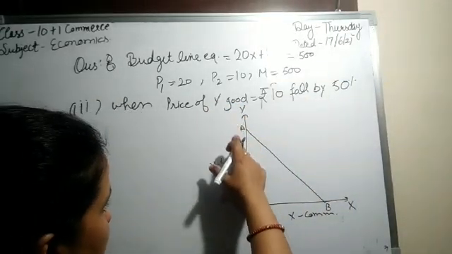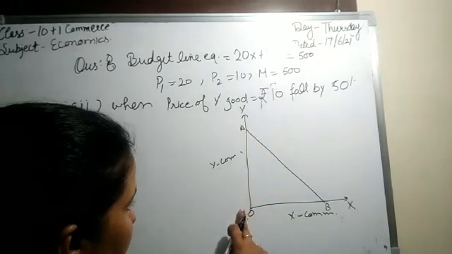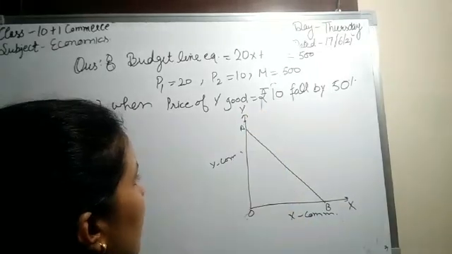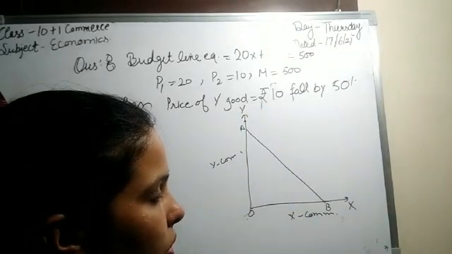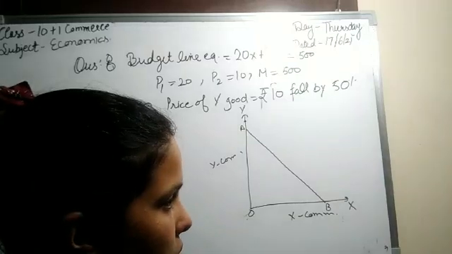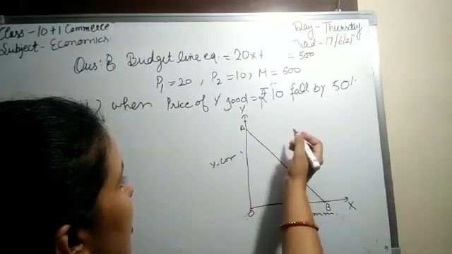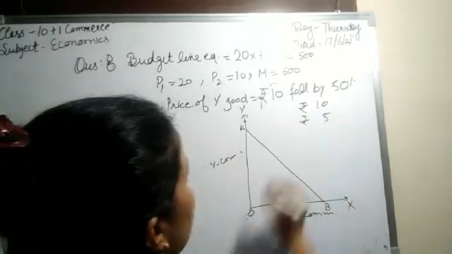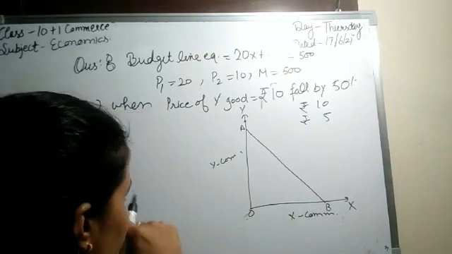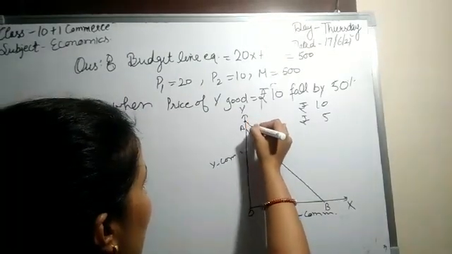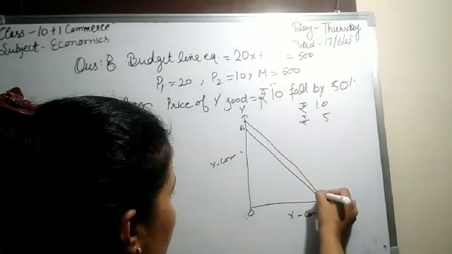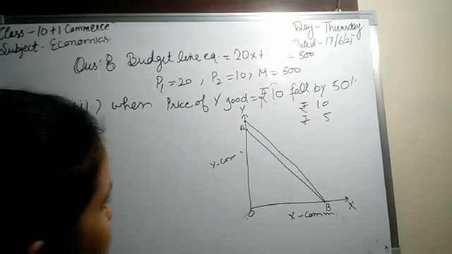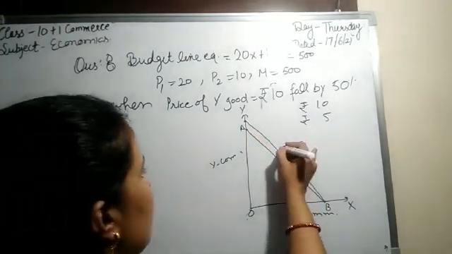The units of Y commodity can be shown here. When the price is decreased, the consumer buys more of it. It is the natural behavior of the consumer that consumers only buy those goods whose prices are less. When the price of Y commodity decreases by 50%, the price of rupees 10 becomes rupees 5. So now the consumer can buy more of Y good, and the budget line is shifted upward. This is the new budget line.